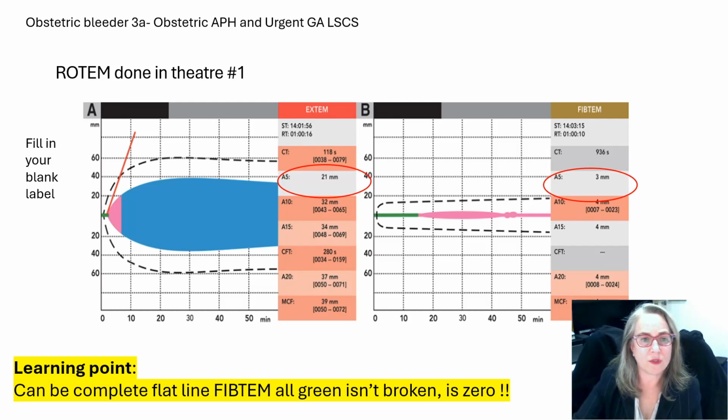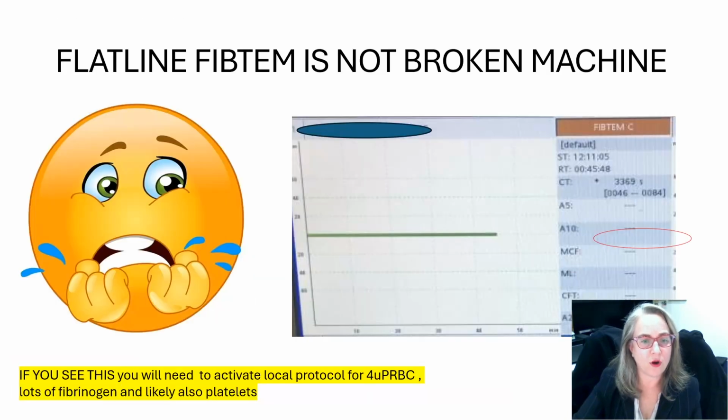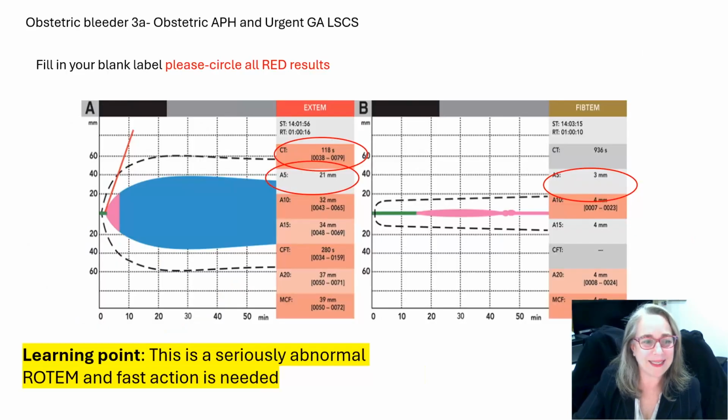So looking at the numbers here, and if you fill them in on your sticker, you will see that they are very abnormal. And when you see this flat line, you need to activate your local protocol and get 4 units of red cells quickly, and you are also likely to need lots of fibrinogen and maybe platelets. This should be an image that makes you feel like this. So back to this patient, the learning point is that this is a seriously abnormal Rotem and fast action is needed. So circling the red results here onto your sticker, and let's make a management plan.